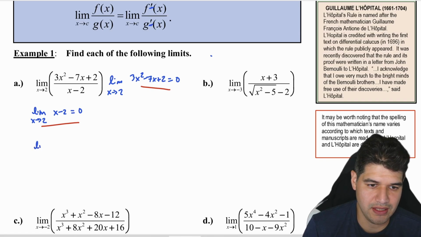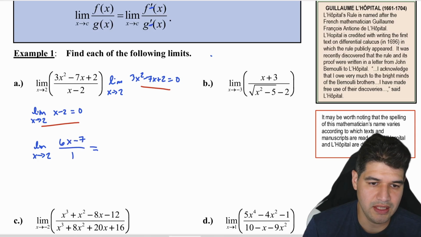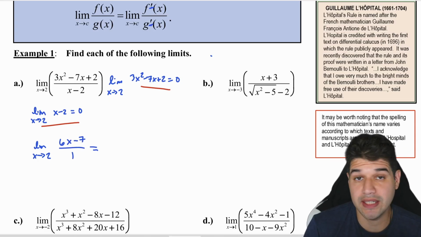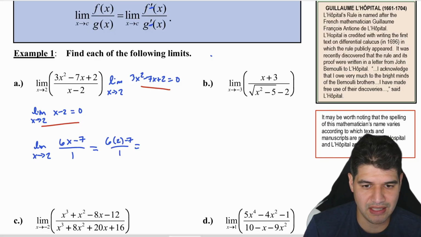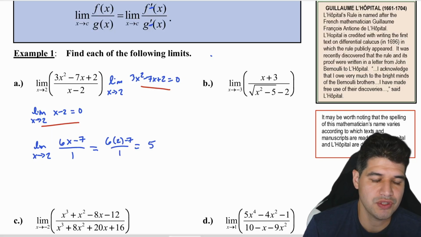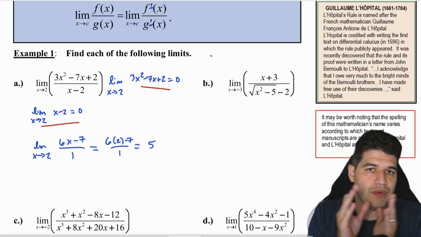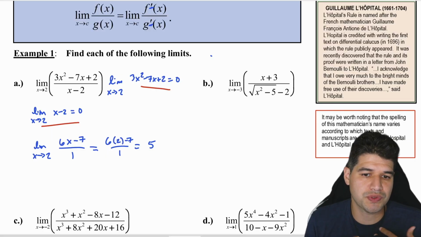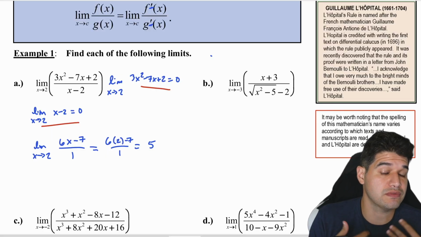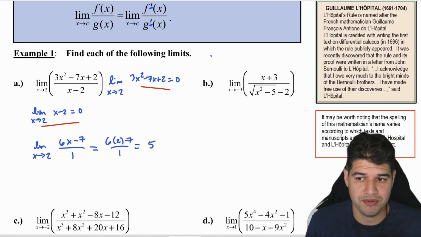So I'm going to write the limit as x approaches 2 of 6x minus 7 over 1 equals, well, now I can just plug in my value for my limit. So that's going to be 6 times 2 minus 7 over 1, which is just trivial. So that's going to be 12 minus 7, which is equal to 5. So this limit, the limit that we were just working with, equals 5, right? So L'Hopital's rule allows us to apply our knowledge of derivatives now to limits, okay?